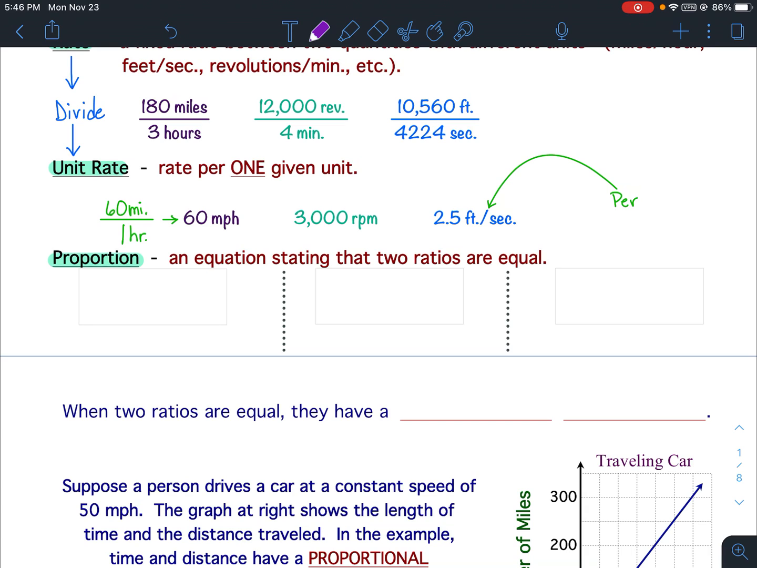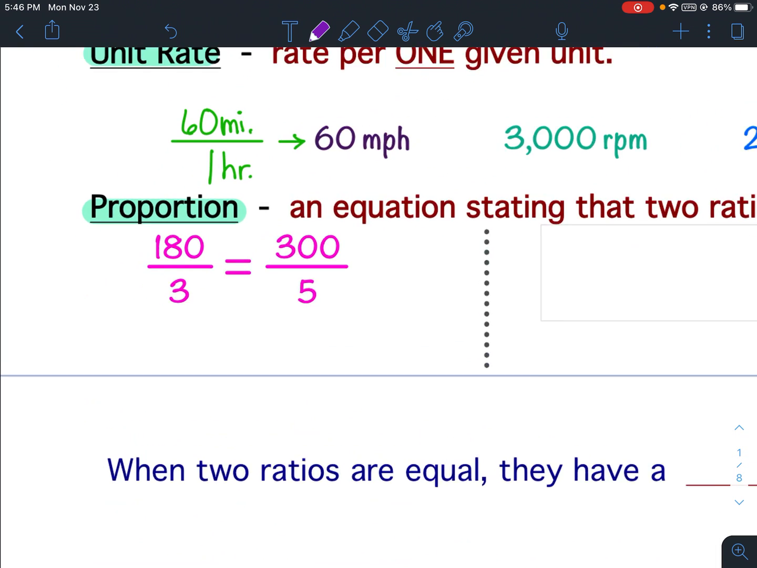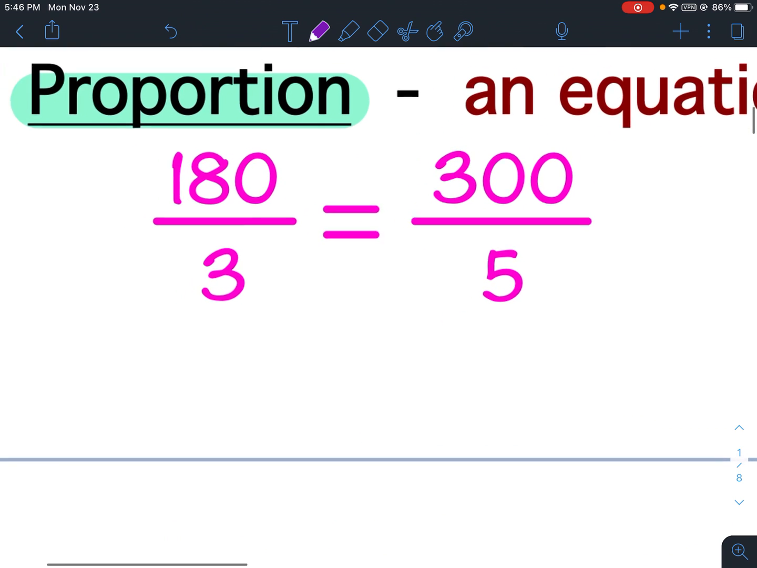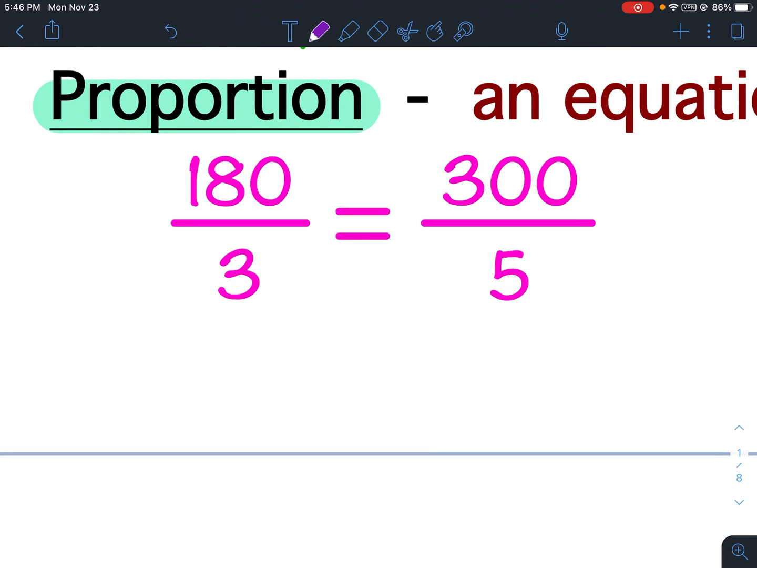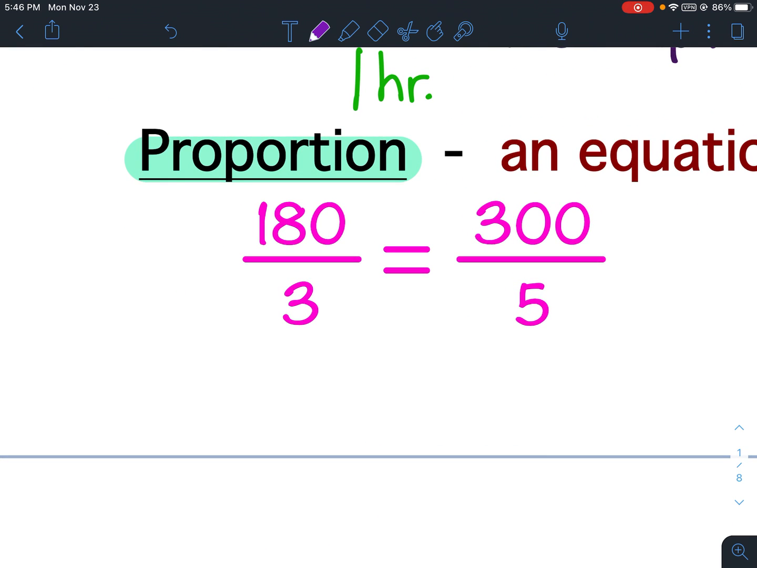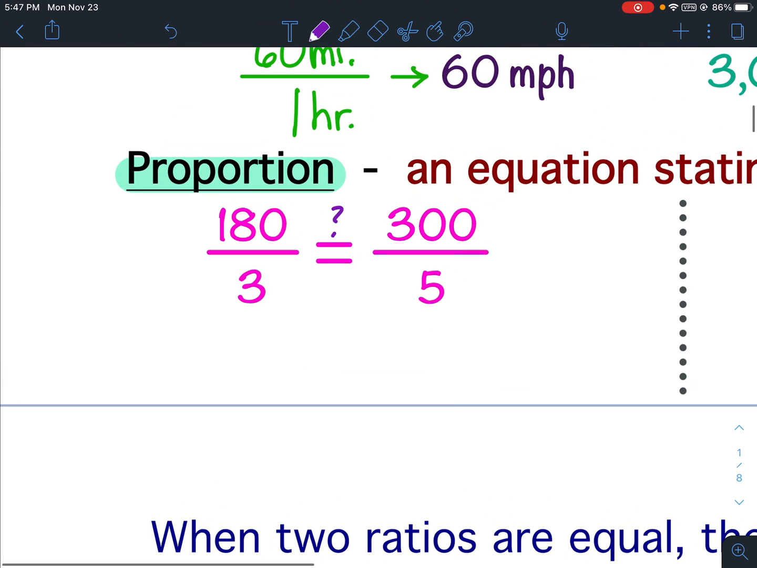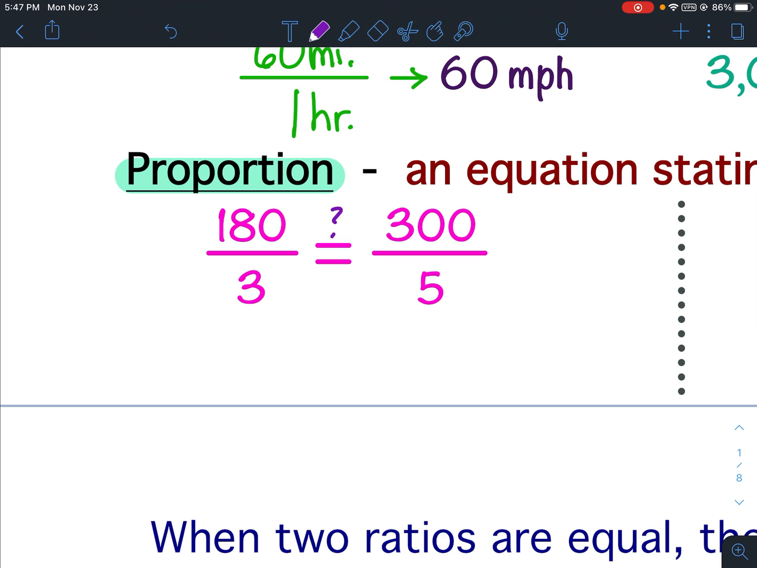So again, divided into 3 sections, and we're going to show 3 ways of proving that two ratios set equal to one another are actually proportional. Okay, so the first one, 180 over 3, and we're going to see if that is equal to 300 over 5. All right, so one way to determine if it's proportional is to simply divide.